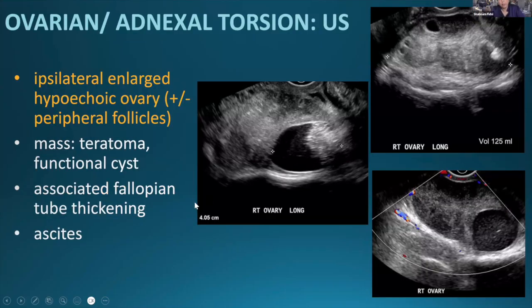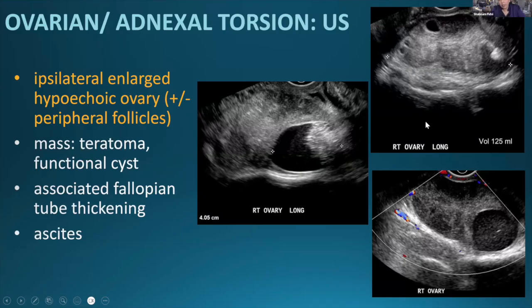What do we see on ultrasound in adnexal torsion? So you will see an ipsilateral enlarged hypoechoic ovary with or without peripheral follicles, and this corresponds with the site of the patient's pain. Because 80% of patients have a lead point, you'll see a mass, either a teratoma or a functional cyst. You can see associated fallopian tube thickening, and then you can see ascites.